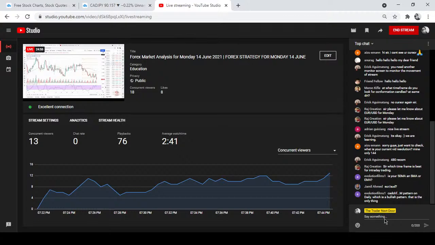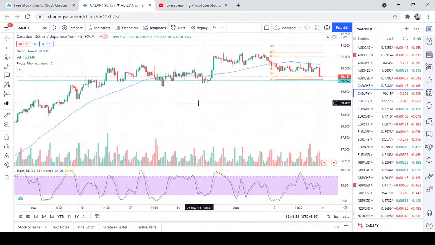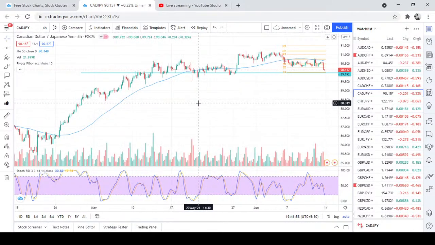Mine is a 50 MA, a normal 50 simple moving average. I do not use any EMA. So you can see that CAD JPY, right now the market is in sideways. Overall CAD JPY is in an uptrend. There is no doubt about it.